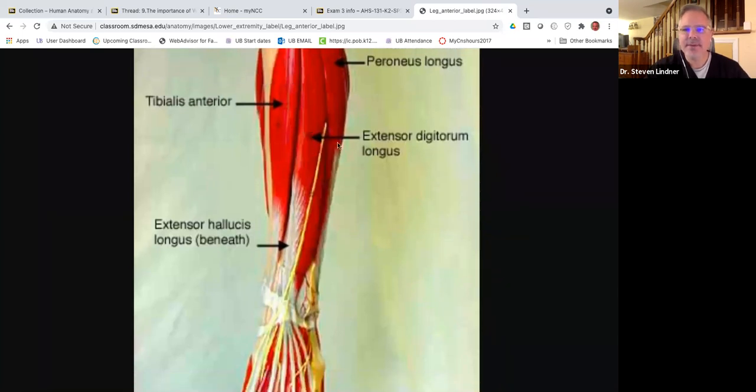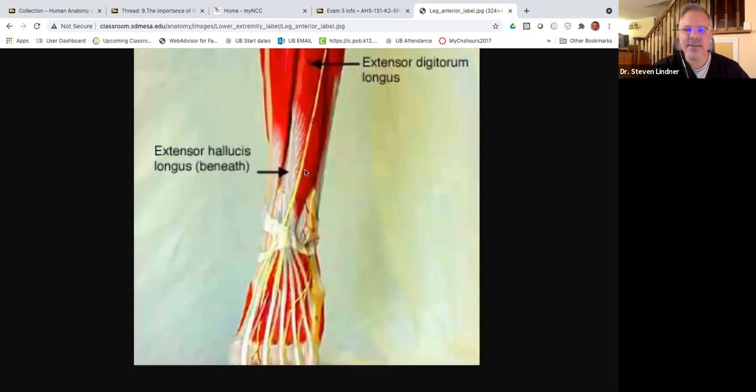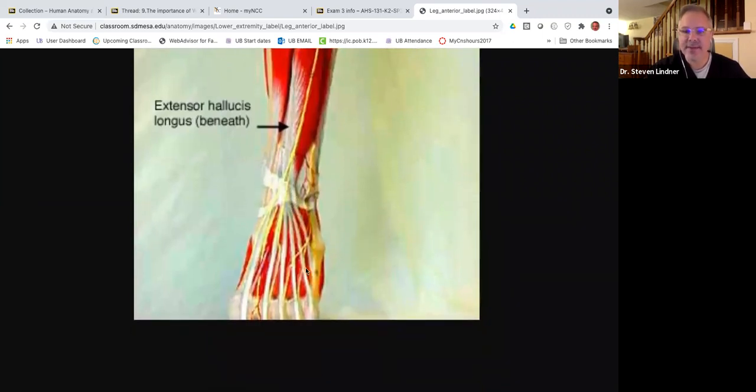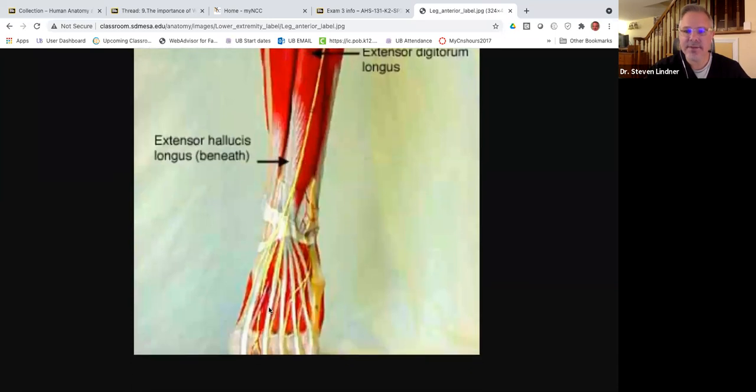Lateral to it is the extensor digitorum longus. When we look at the belly of the muscle, it goes underneath the extensor retinaculum, just like you had an extensor retinaculum of the wrist and a flexor retinaculum. You have an extensor and flexor retinaculum of the foot. This is the extensor retinaculum that holds down the extensor tendons of the toes. So this is the extensor digitorum longus going to digits 2, 3, 4, and 5.